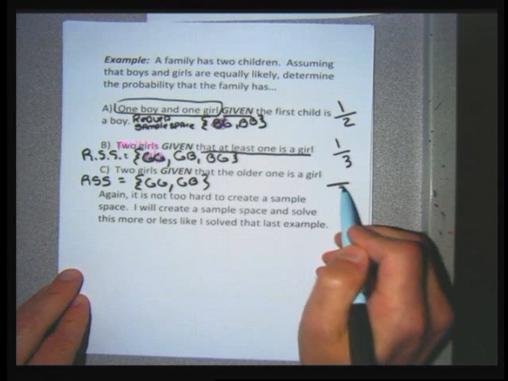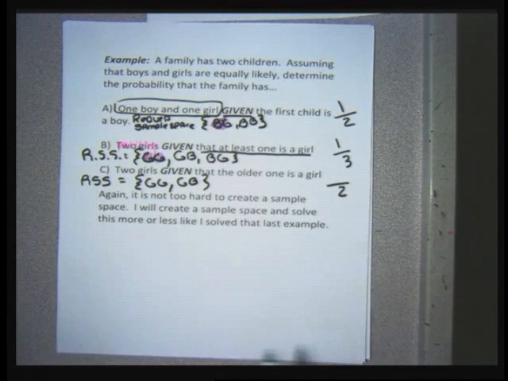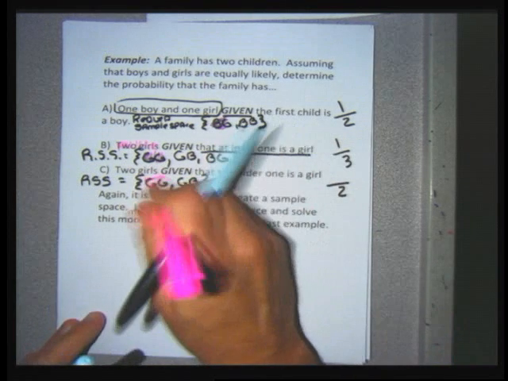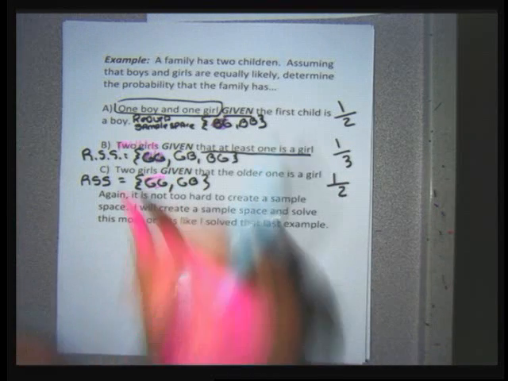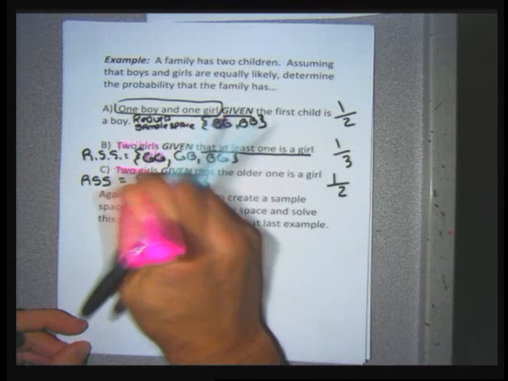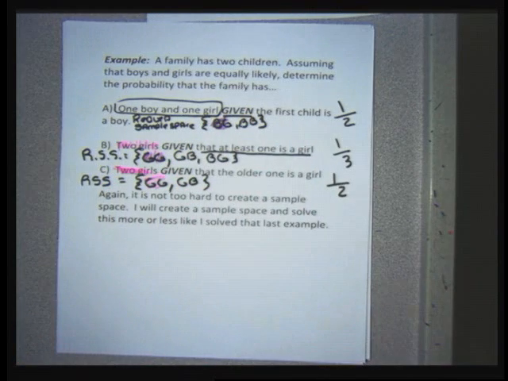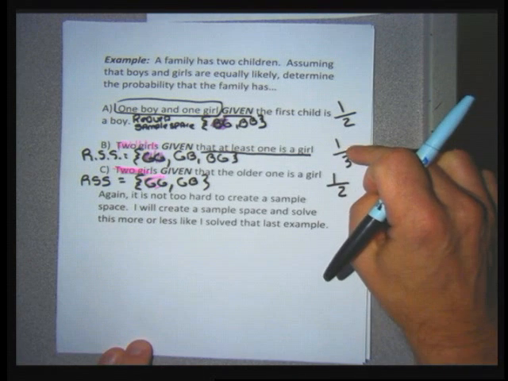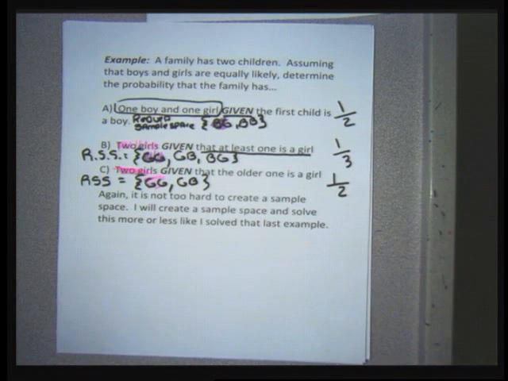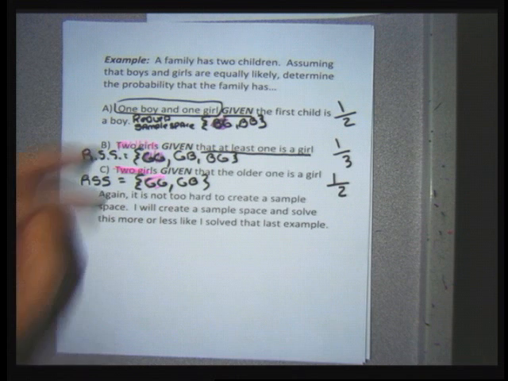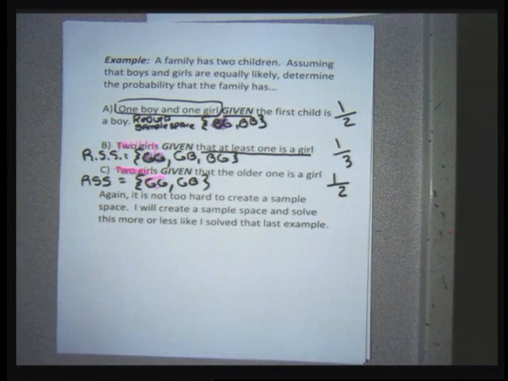The denominator is going to be 2 because there's 2 elements in my reduced sample space, and of the elements in my reduced sample space, only one of them has 2 girls, so the numerator is going to be 1. So look at that. Part B and Part C are both asking what's the probability that they have 2 girls, but they give me different information, so the answer is different. In Part B, there's a 33% chance. In Part C, there's a 50% chance. So conditional probability, the probability is going to fluctuate for the same requirement based on the information that's given.